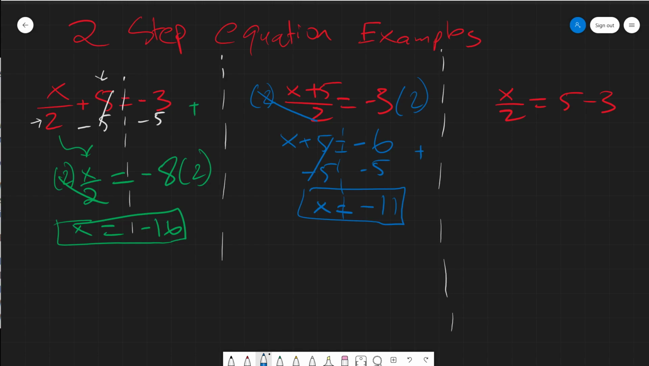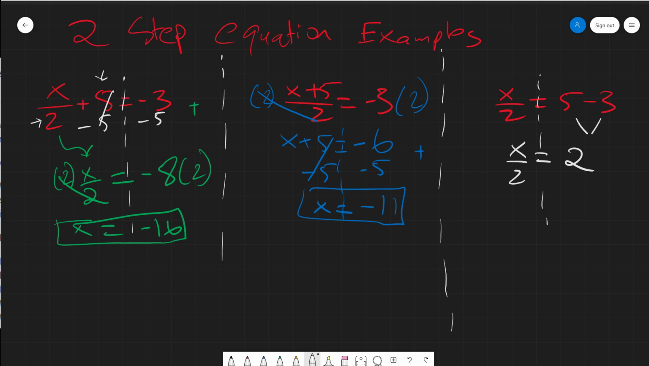Alright, go ahead and look at that last one and try to figure out how it is different. How is this third one different? Well, now we do have like terms here on the same side. On the right side we have a 5 and a negative 3. So really we just get to combine them and make it 2. 5 minus 3 is 2. And then I have x divided by 2.